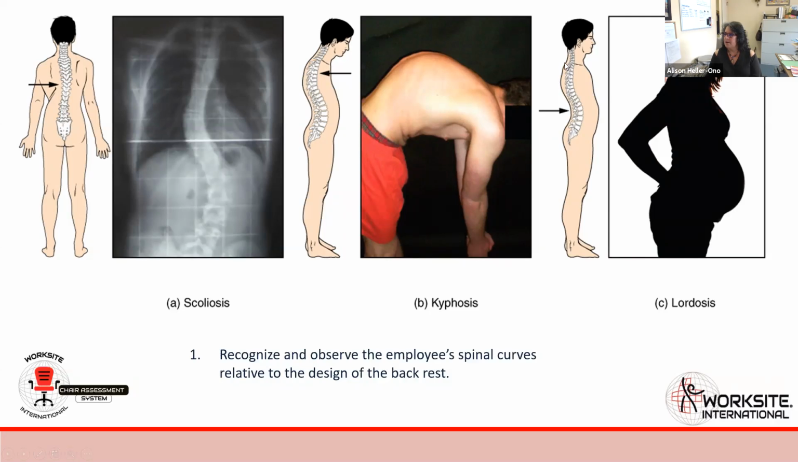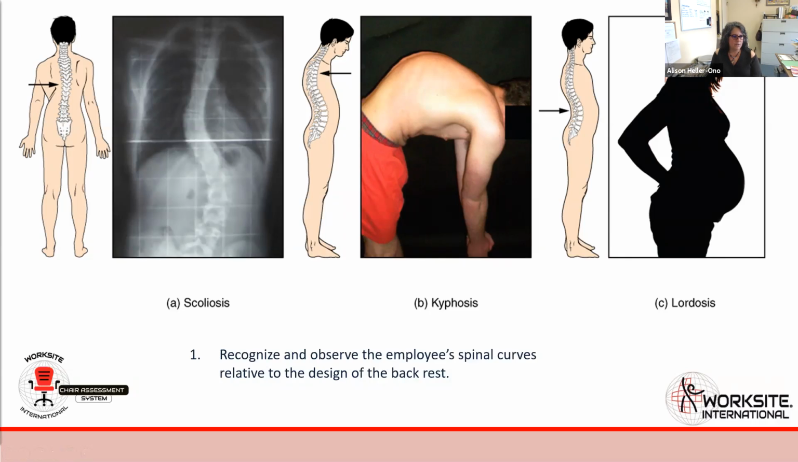Okay. Now, the next one was the lordotic curve, and I don't know if any of you were able to look at LinkedIn. I did post in our chair assessment training private group about severe lordosis, sway back, and how this can be really challenging to fit people.